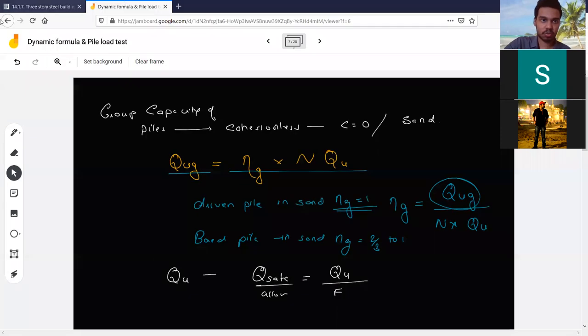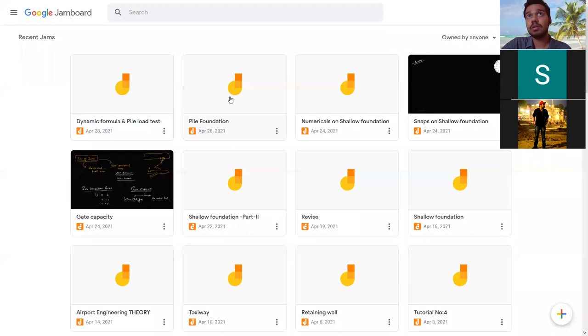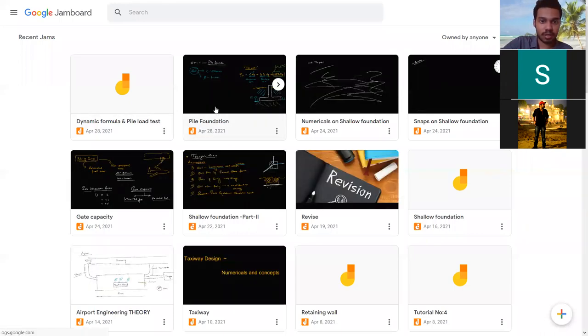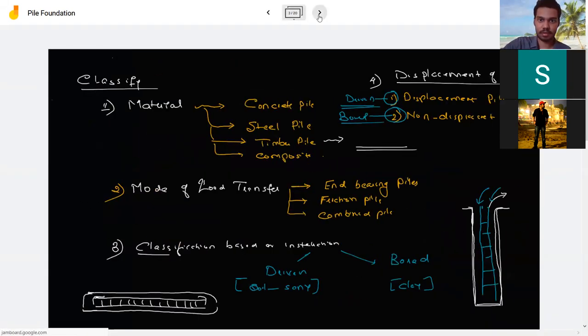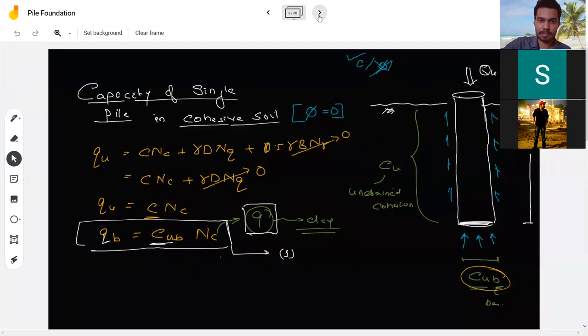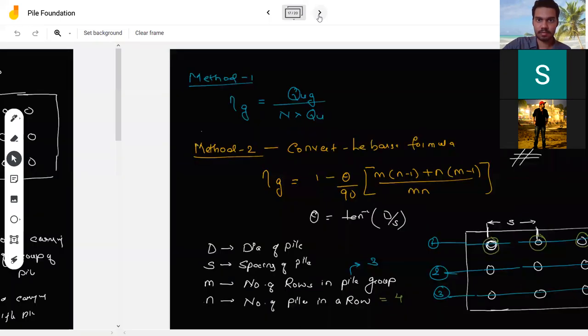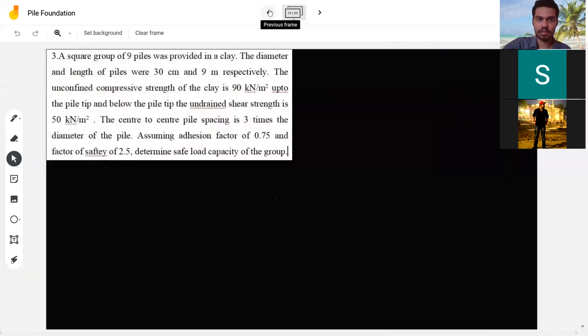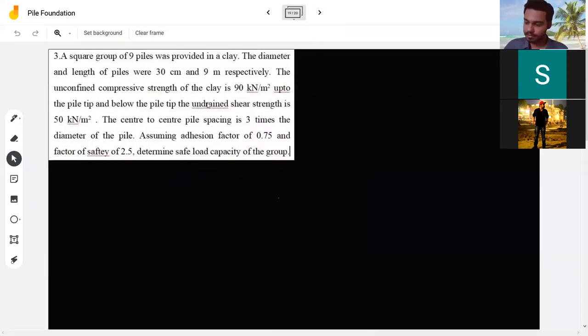Should be able to apply it there so that it becomes easy. Where did it go? Yeah, this is the sum.